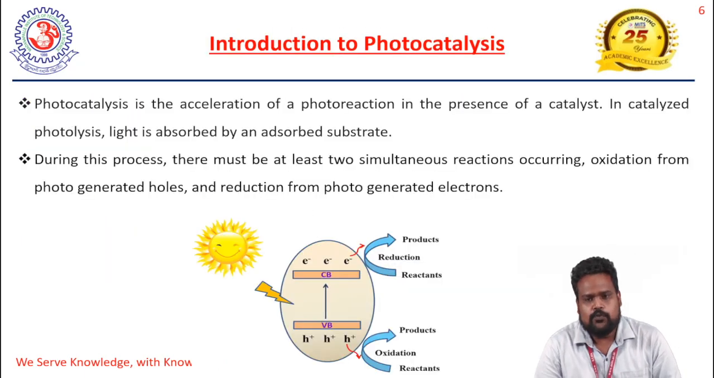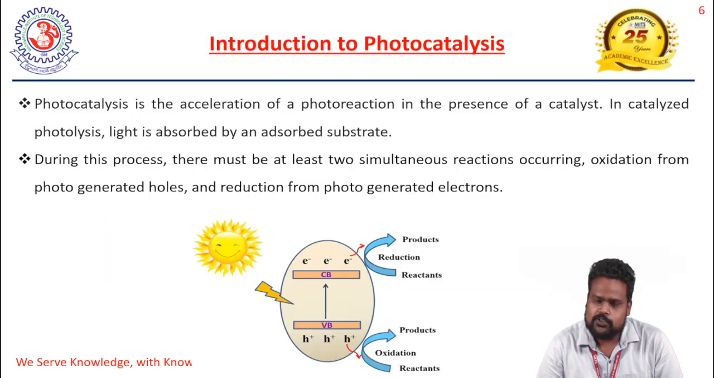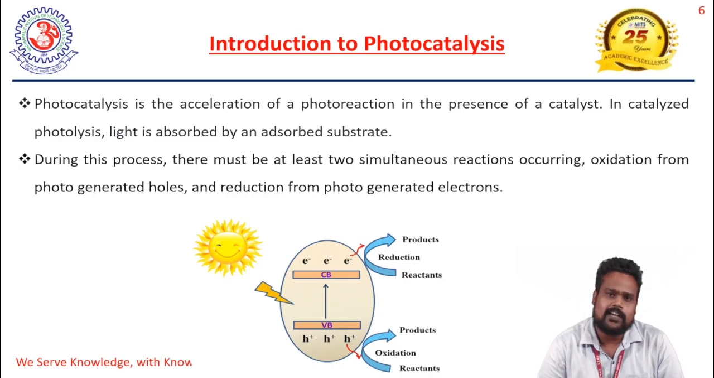Now, coming to photocatalysis. Photocatalysis is a process where, when light falls upon a material, electrons are excited from the valence band to the conduction band. The electrons in the conduction band are responsible for the reduction process, whereas the holes in the valence band are responsible for the oxidation process. So basically, photocatalysis is a process which provides both oxidation and reduction reactions, and we can achieve significant photocatalytic applications with it.